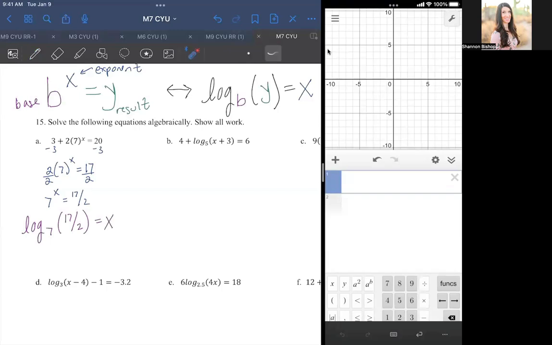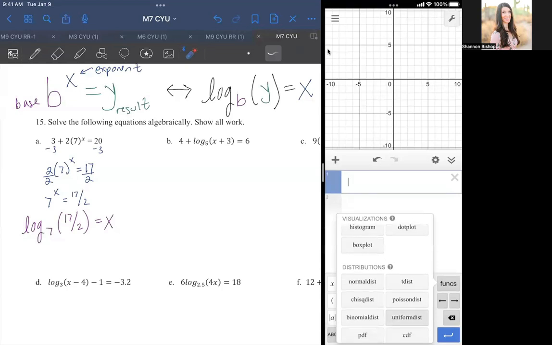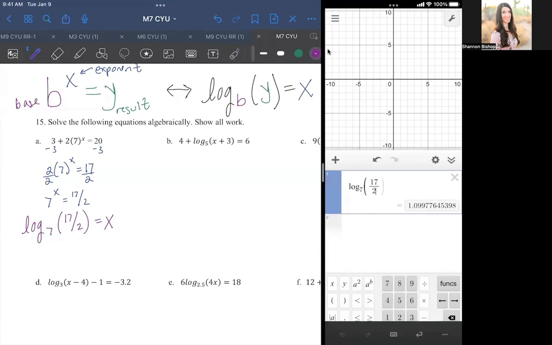And guys, that's just it. This is now a computable value. You can just go to Desmos and you can say, okay, Desmos, I need to know what power on 7 will make 17 halves. And it turns out the exponent necessary would have been 1.099. So approximately x equals 1.099, or you could round that, I suppose, to 1.1. All right, there you go.